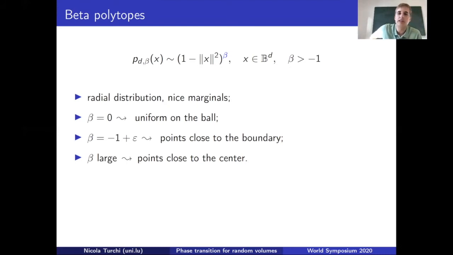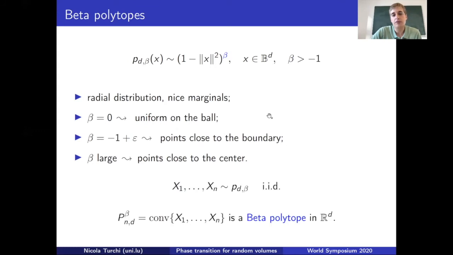As it's written here, it must be strictly bigger than -1, but you can imagine it to be -1, and then in that case, it's just the uniform distribution on the surface of the sphere. And if you now pick endpoints according to such a distribution and independently, the resulting convex hull is called a beta polytope.